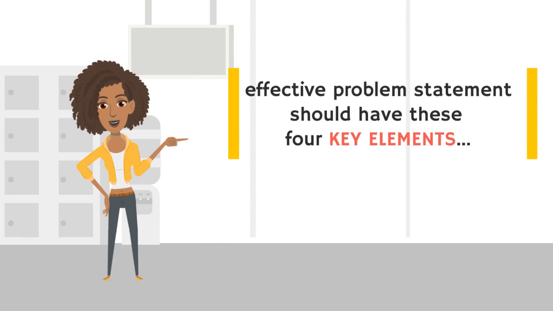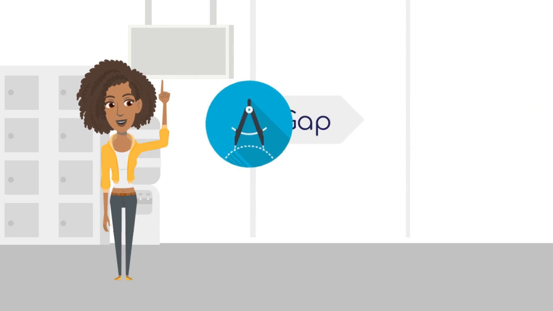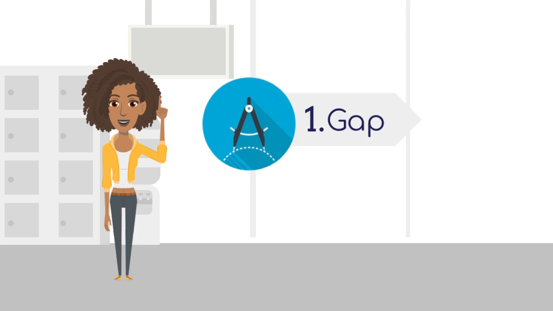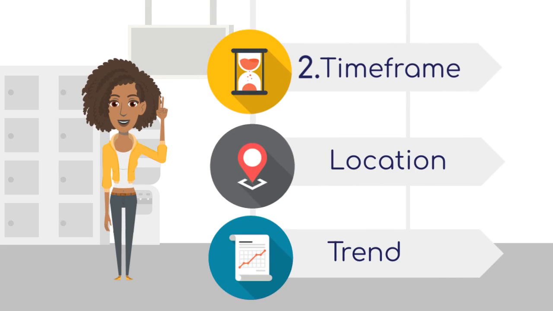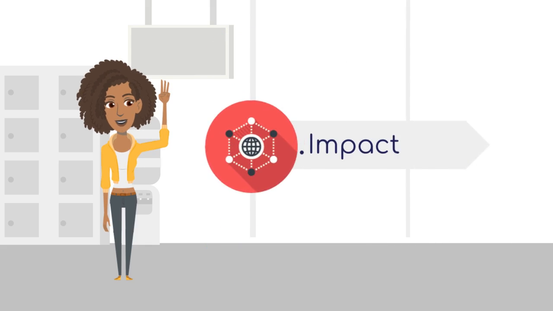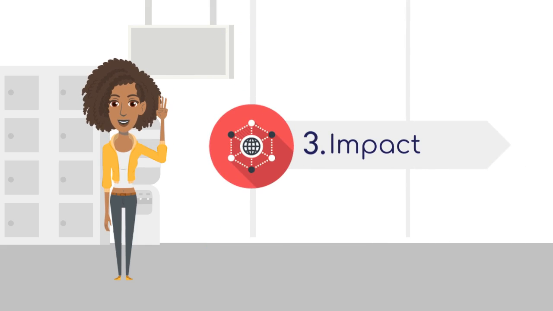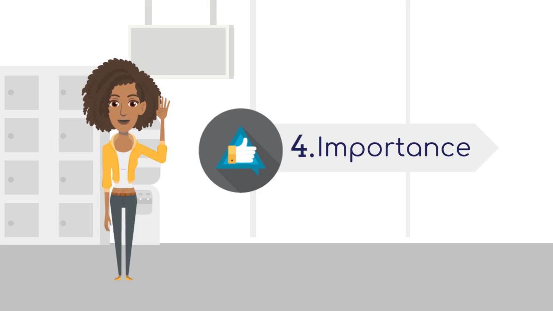An effective problem statement should have these 4 key elements: the gap that identifies the obstacles that exist today, the time frame, location, and trend that describes when and where the problem was first observed, and what kind of trend it is following, the impact, which quantifies the gap, such as cost, time, quality, environmental, or personal, and finally, the importance to the organization or the individual to better understand the urgency.